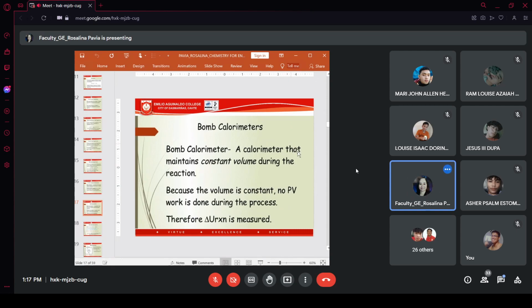Okay, so in this case, for bomb calorimeters, if it maintains constant volume during the reaction, no PV work is done during the process. Okay? No PV work is done during the process. So, if there is no PV work, why did we say that at constant volume there is no PV work? Judging from the formula. Bakit walang PV work pag constant ang volume?